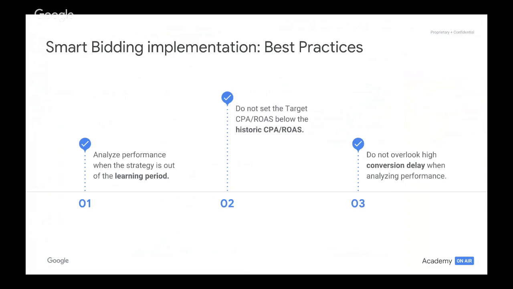The first is a very, very important one: making sure we're not analyzing performance whilst the bid strategy is in the learning period. When you move to a new bid strategy, or when you make any drastic changes to the actual target itself, smart bidding strategies will go through a learning phase of typically 10 to 14 days. But that may be shorter or longer based on our conversion delay.